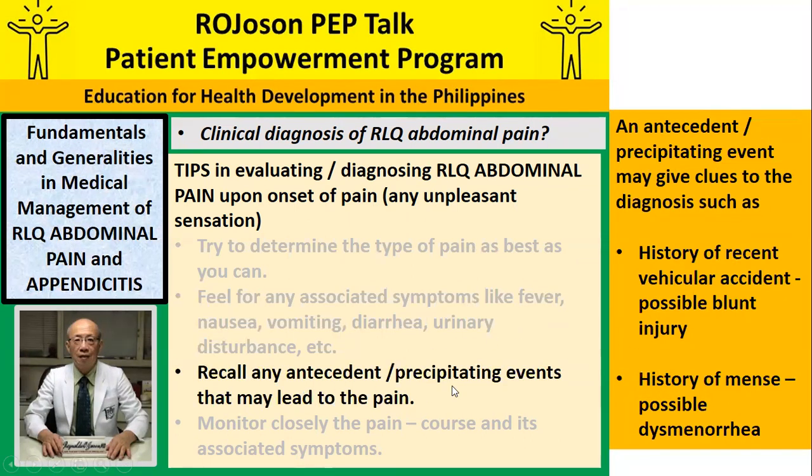Then recall any antecedent precipitating event. An example would be a history of a recent vehicular accident, with possible blunt injury to the right lower quadrant, or a history of menses, with possible dysmenorrhea in that area.